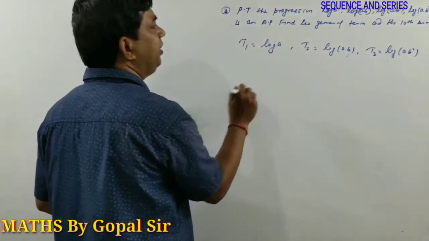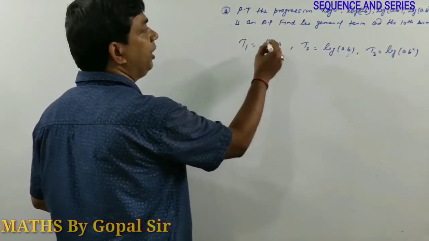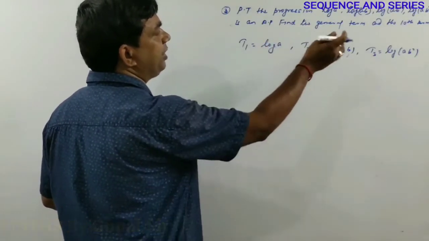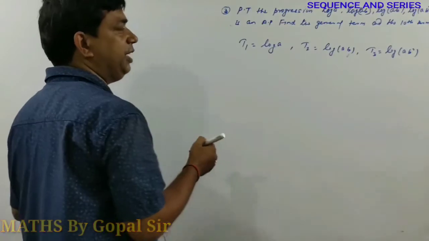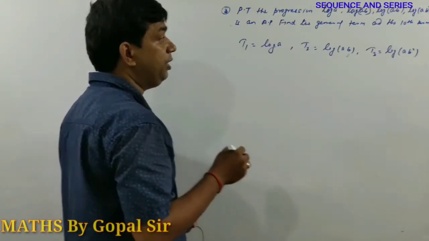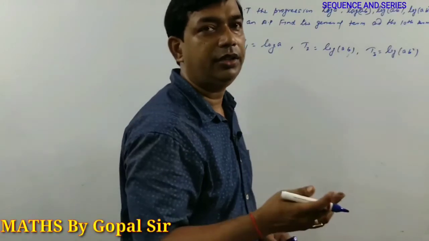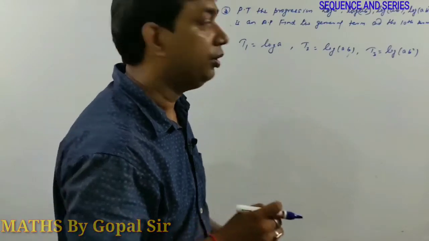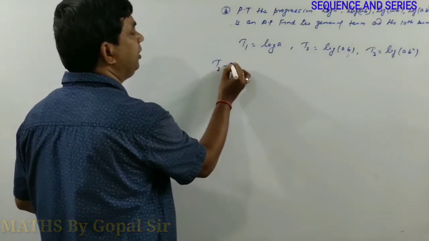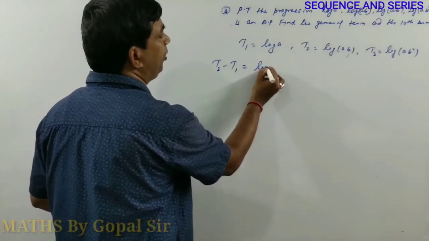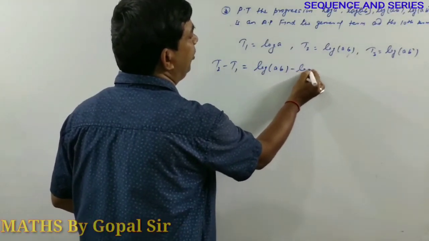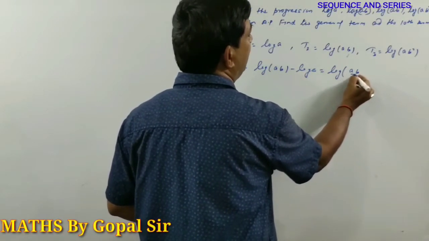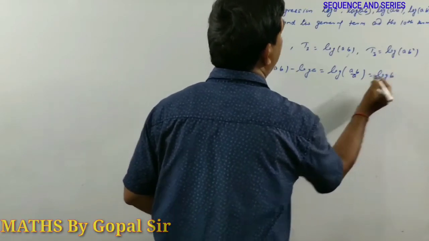So now we have to check it. If you move on, then we get the AP. First term is given, second term is given, third term is given. So we have to verify first whether it is in AP or not. For finding that, we have to check the difference of a term and its just preceding term, whether it is constant or not. Now t2 minus t1 means log ab minus log a. Now we use log m minus log n equals log m by n: log ab by a, which is log b.